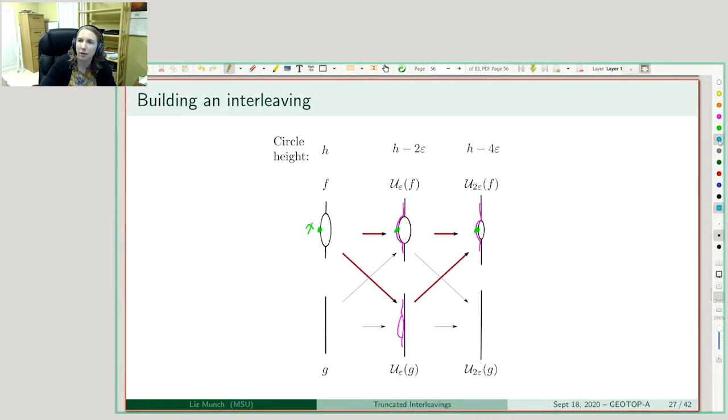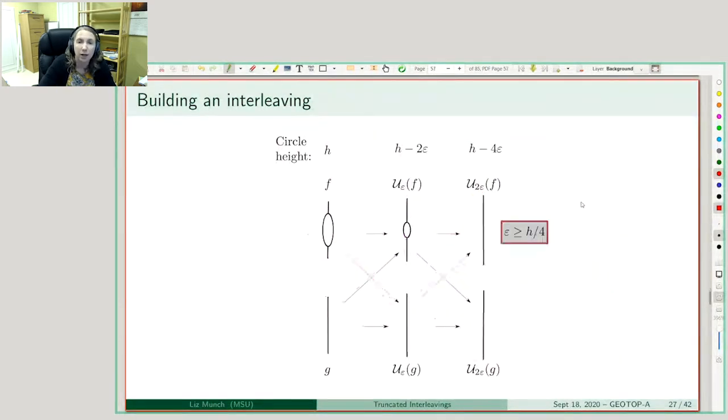So that's actually fine. The issue arises if I'm a point on the right. My point on the right lands in the same place. However, if I go along the bottom, I end up on this side. If I go along the top, I stay on the right. So basically, this diagram does not commute. And there's no way for me to build one that does commute. And so what ends up happening here is that I can't actually build an interleaving using this particular epsilon value.